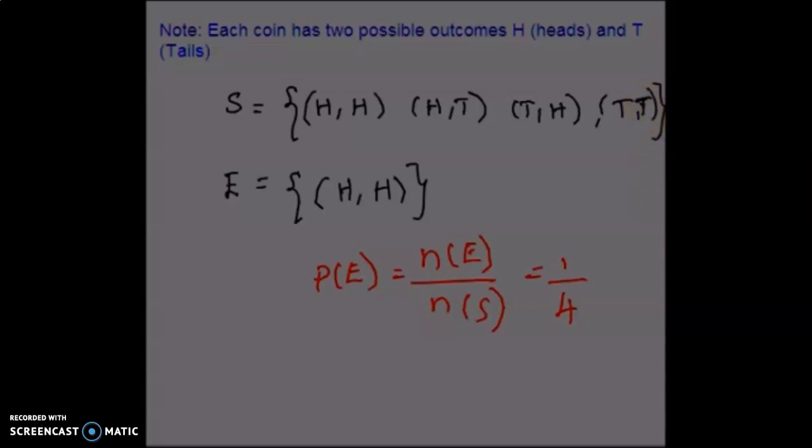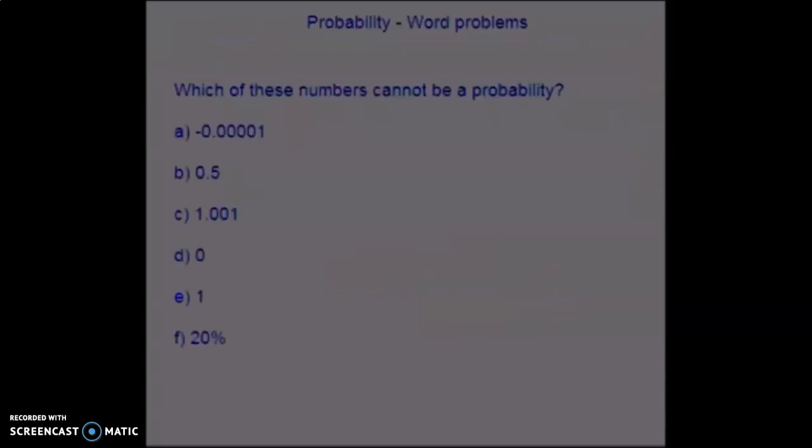As I told you, you have to remember that probability always lies between 0 and 1. It cannot be less than 0 or more than 1. So here is the question. It says which of these numbers cannot be a probability. When we look at the first one, it's a negative number, and as I told you, it can never be negative or more than 1. So the first one is not possible because it's a negative number.